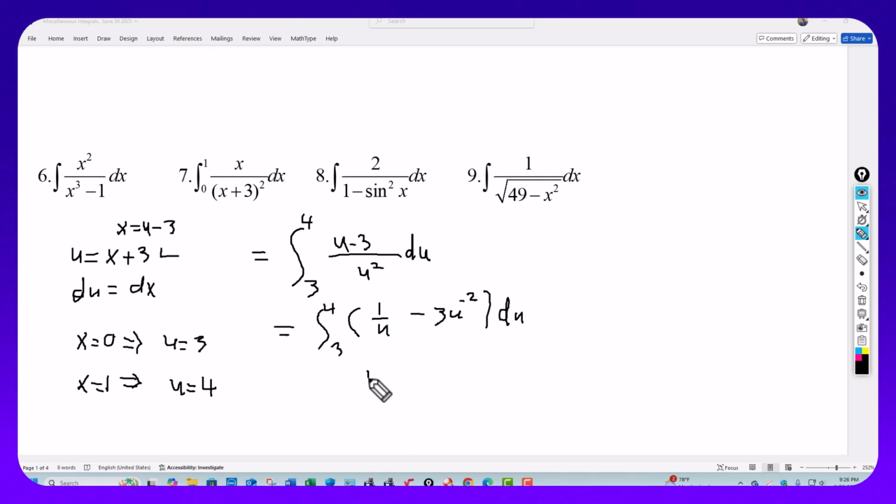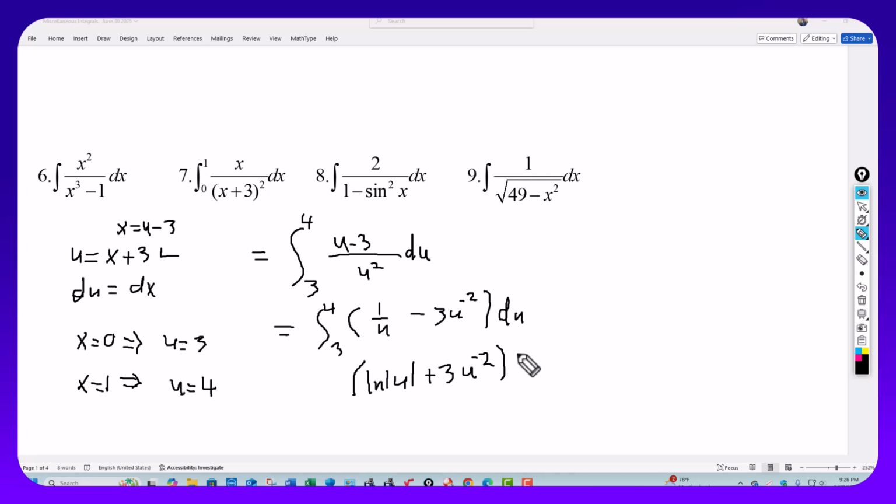Well, that's just the natural log of absolute u. Remember, we're leaving everything in terms of u because we have the limits in terms of u. And here, I integrate with respect to u, add 1 to the negative 2, we get negative 1, and divide. That'll give me a plus 3 to the negative 2. Okay, so that's the integration in terms of u.